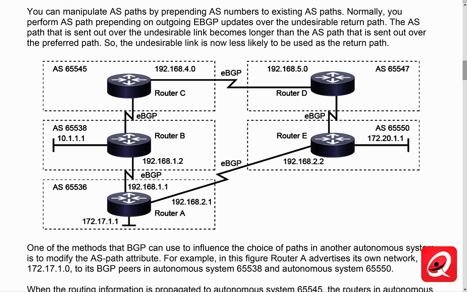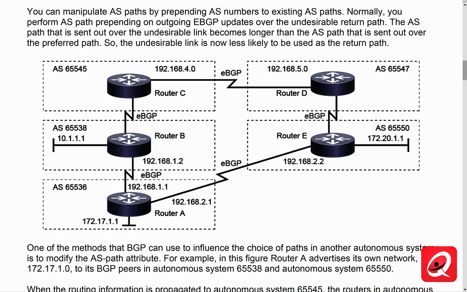We can actually manipulate this AS path attribute by prepending, either a single time or multiple times, our own AS number. And we do AS path prepending to lengthen, almost like padding, if you will, the AS path to make it appear as though it's longer than it really is, to make that a less desirable path.